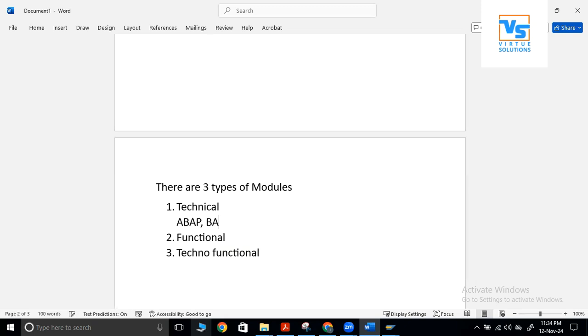Then we have Basis. This is completely related to the admin module. And then we have XI, PI. This is related to interface. XI is for Exchange Infrastructure and PI for Process Integration, etc.